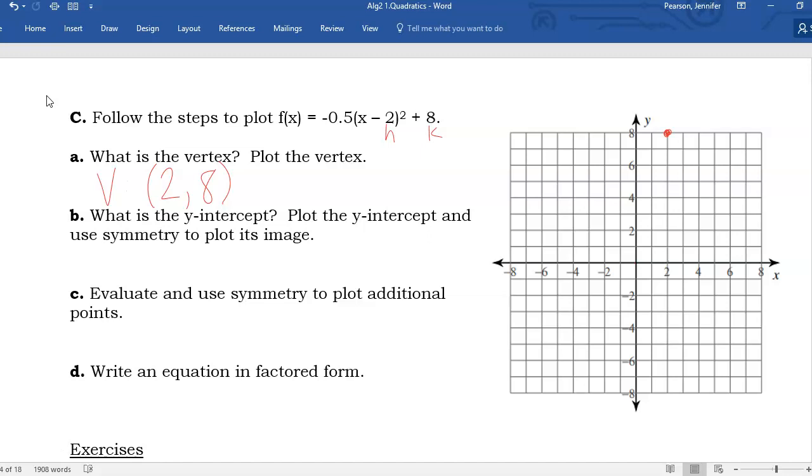Y-intercept. To find the y-intercept, we are going to evaluate the function at 0. So we're going to put 0 in for the x's. When we're in general form, that's easier, but we can still do it by substituting 0 in anywhere we see an x. And then we can go to our handy dandy calculator to evaluate that one. Did I lose my calculator again? I did.